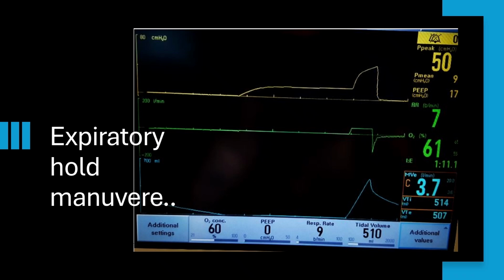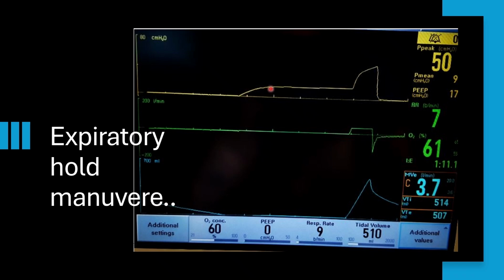So what's happening here? Can you tell me? The answer is in front of you. This is an expiratory hold maneuver. As you can see, there is an increase in the baseline and it sustains before the next inspiration starts. This is done after keeping the PEEP at 0.